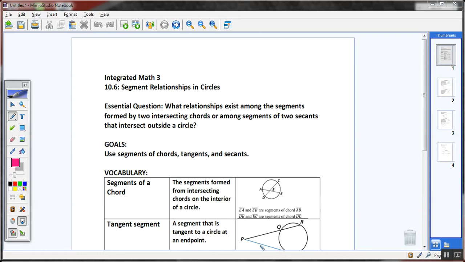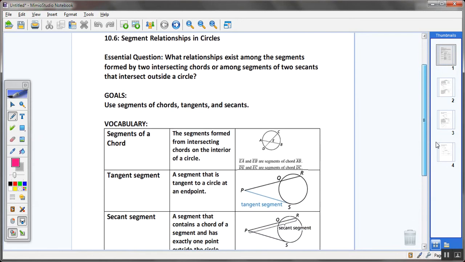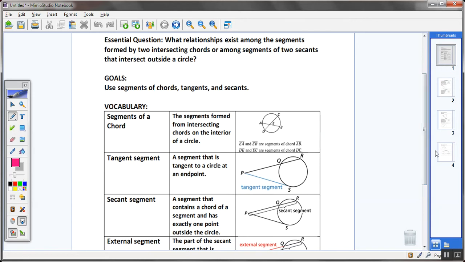But your job today is to start looking at 10.6. We're going to look at segment relationships in circles. The question we want to ask ourselves today is what relationships exist among the segments formed by two intersecting chords or among segments of two secants that intersect outside of a circle. We're also going to look at what happens when they intersect inside today. If you pay attention, I think this will be fairly simple. Skills you're going to need are how to multiply and divide. I maintain if you can't do that, then you're in the wrong class.